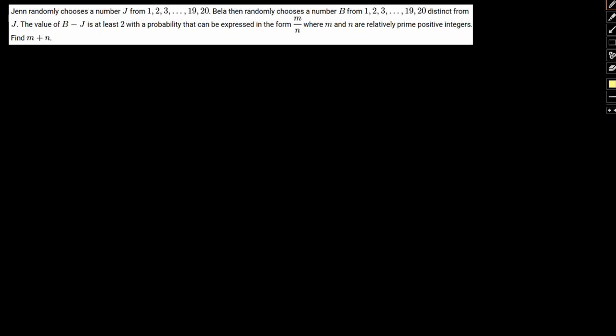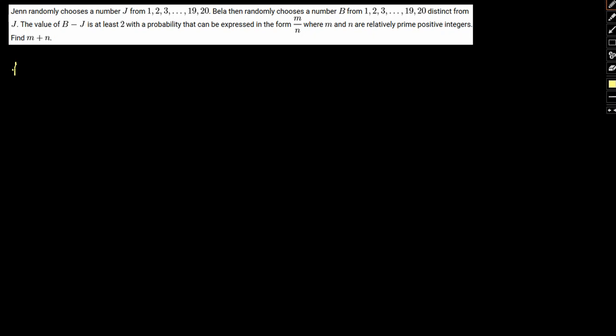Jen randomly chooses a number j from 1 to 20. Bella then randomly chooses a number b from 1 to 20 distinct from the value j. The value of b minus j is at least 2 with probability that can be expressed in the form of m by n, where m and n are relatively prime positive integers. So find m plus n. Okay, so let's take a look at the question itself.